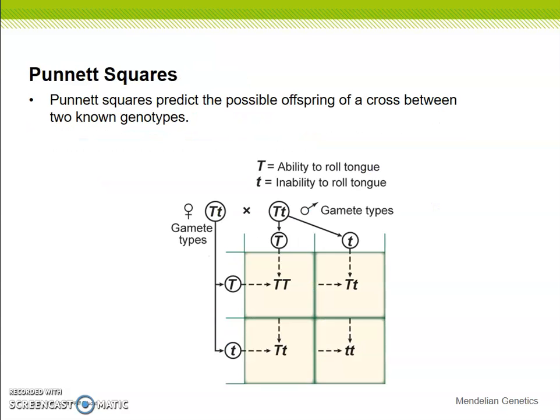Punnett squares are an easy way to figure out what possible genotypes you could get from crossing two individuals. Punnett squares predict the possible offspring of a cross between two known genotypes. You have to know the genotype of the parent to be able to predict the genotype of the offspring. And it's not guaranteed 100% of the time. It's a probability thing. Each time that the parents reproduce, there's the same chance that you're going to get a tall plant or a short plant.